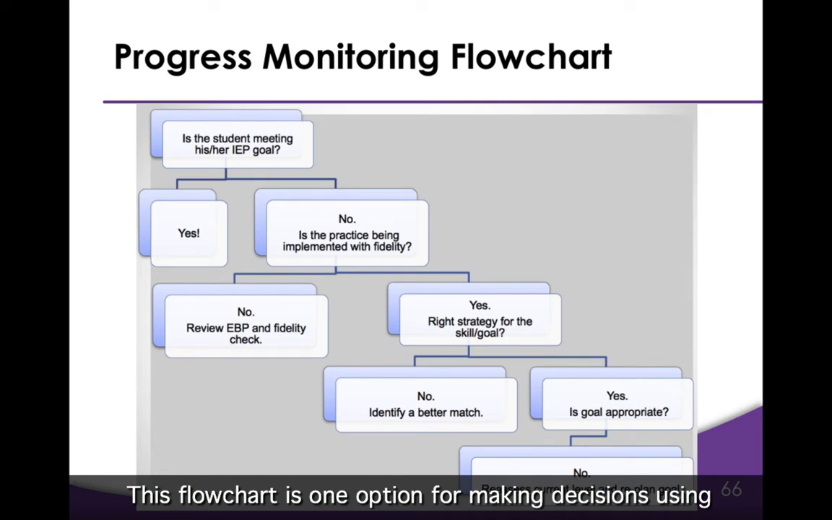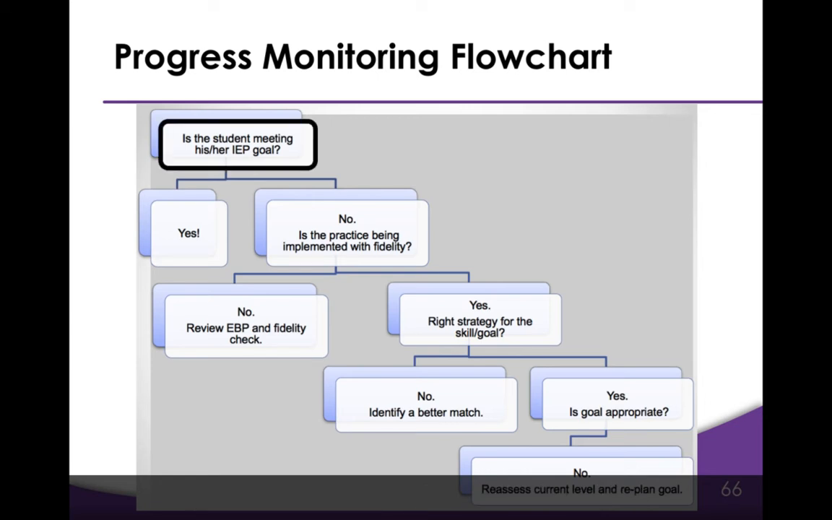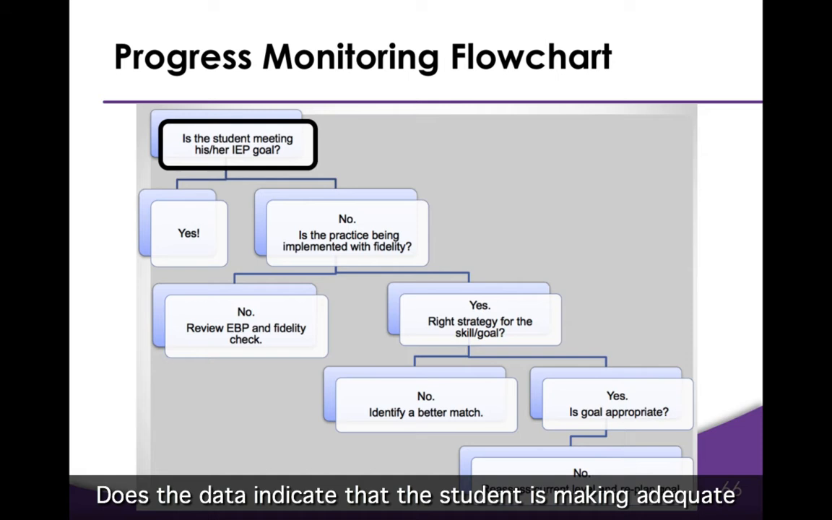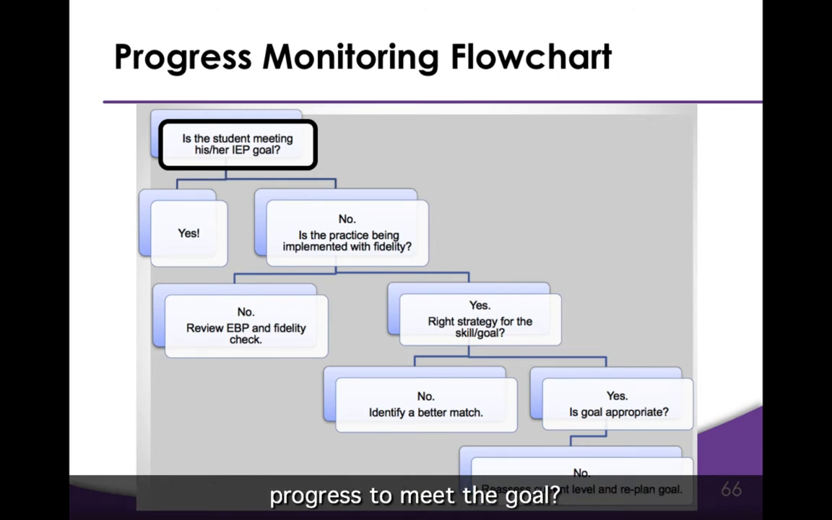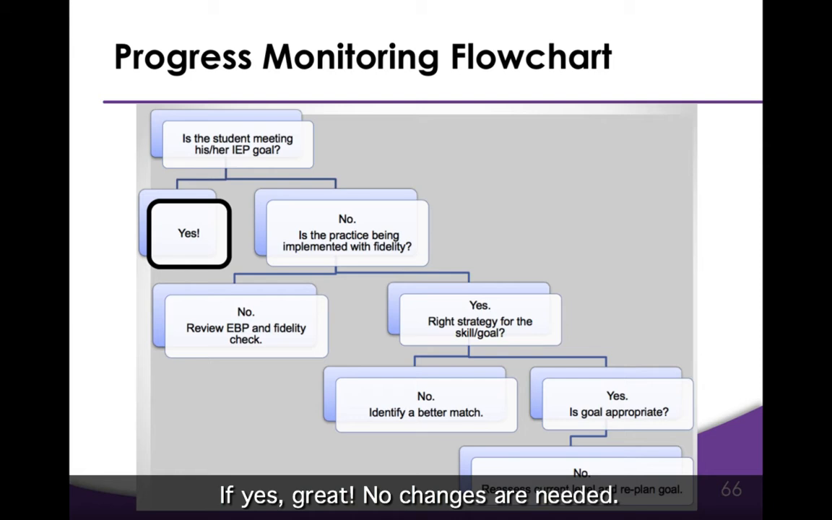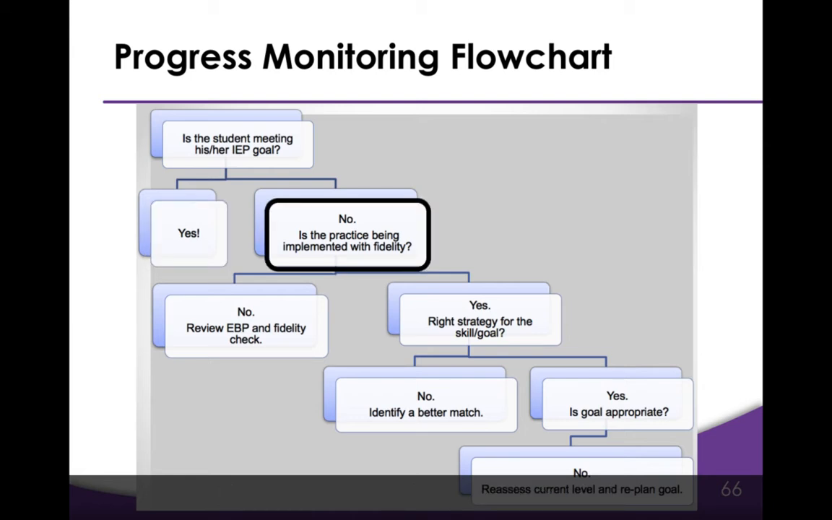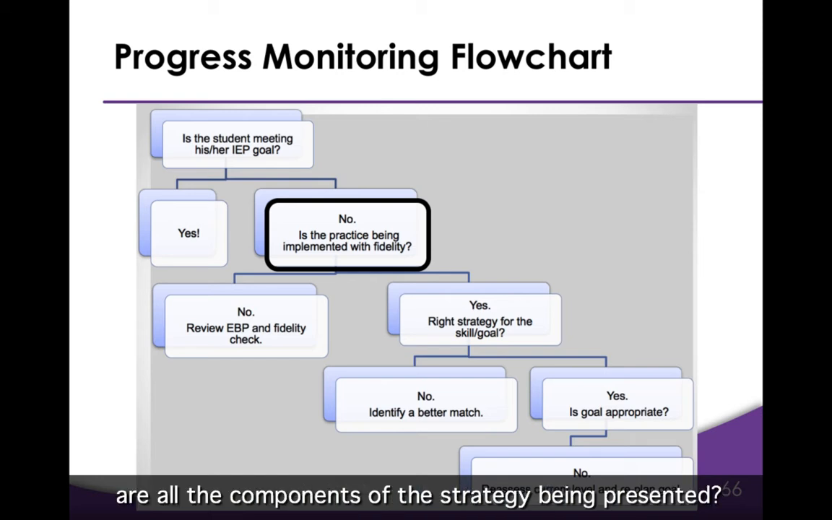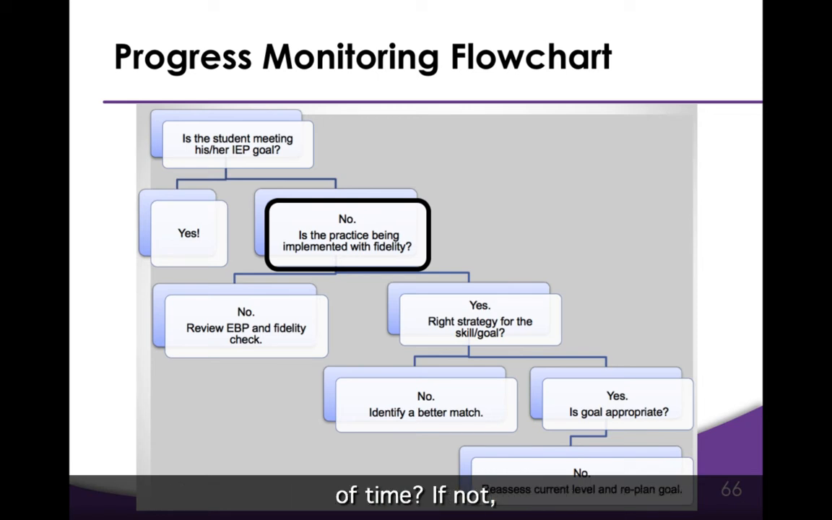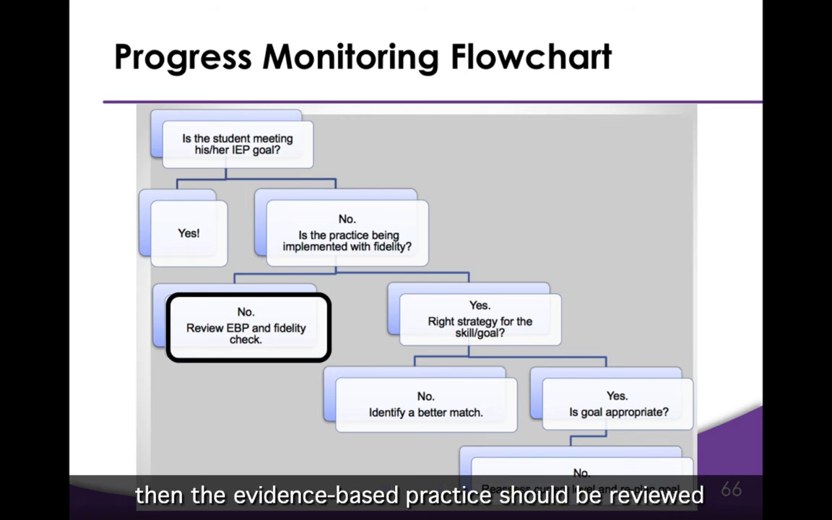This flowchart is one option for making decisions using progress monitoring data. Start by asking, does the data indicate that the student is making adequate progress to meet the goal? If yes, great, no changes are needed. If no, it should be considered if the instruction is being implemented with fidelity. In other words, are all the components of the strategy being presented? Is the instruction occurring for the correct amount of time?